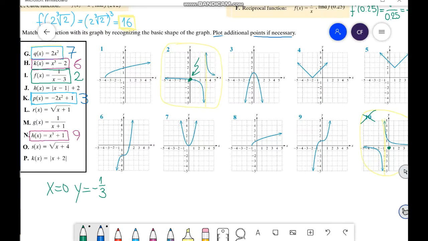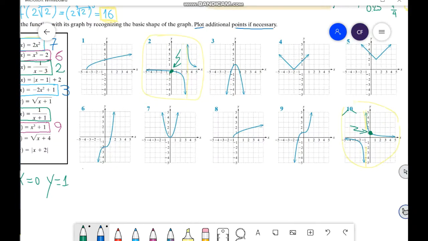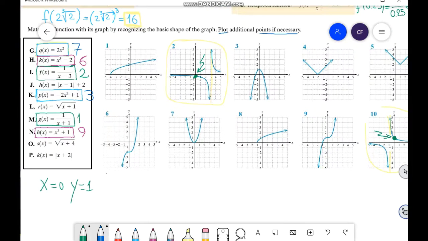Check the other available reciprocal function. The other one that we have is 1 over x plus 1. And then make x equals 0 and find y. Y equals 1 over 0 plus 1. Y equals 1. Check on the graph. Reciprocal function. Yes, 1 and 1. Yes, this is a match as well. So 10 is going to be a match for letter M.